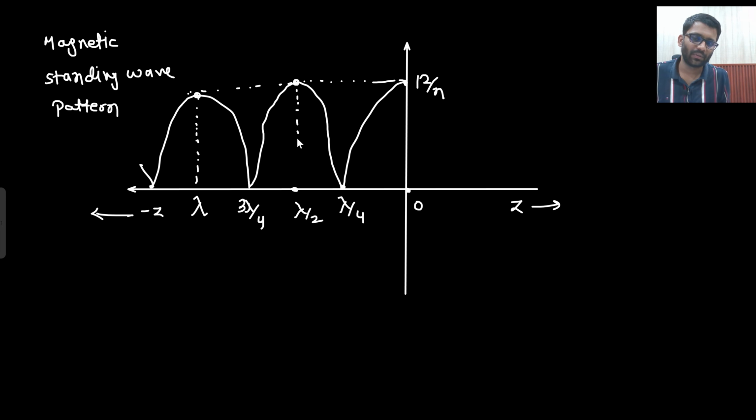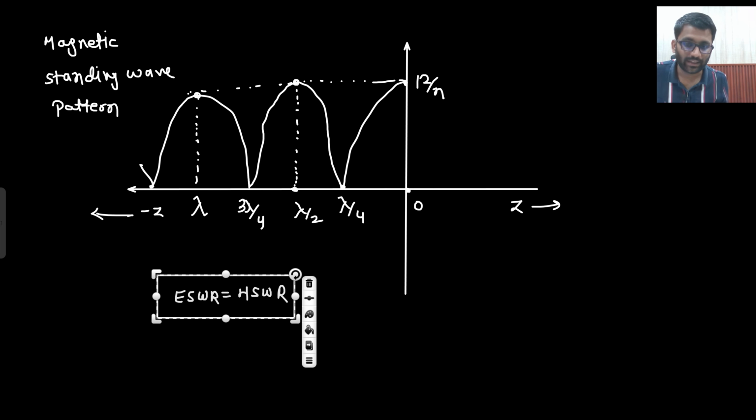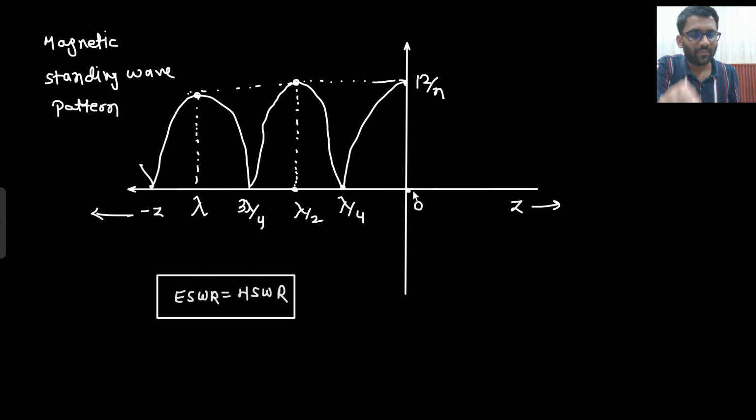Is that clear to you? Say yes or no. So what did you notice here? First thing is that electric standing wave ratio is equal to magnetic standing wave ratio. This is the first conclusion we are making. Second, very important conclusion: at z equals 0 you are having maxima. At z equals 0 you are having H maxima.